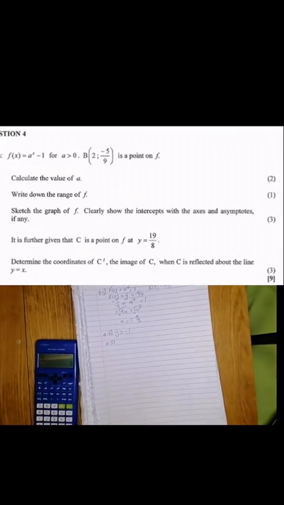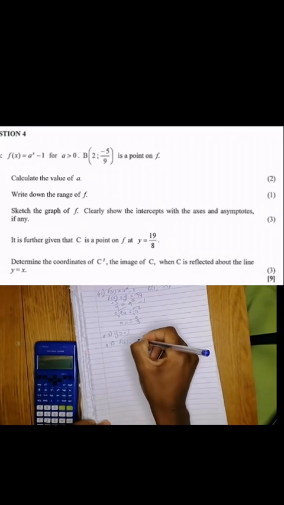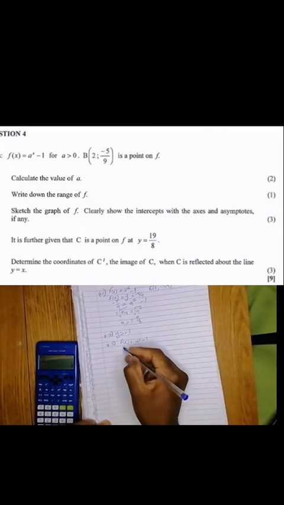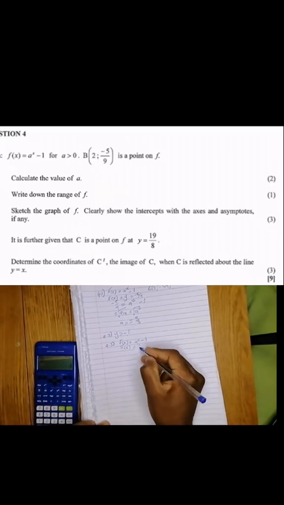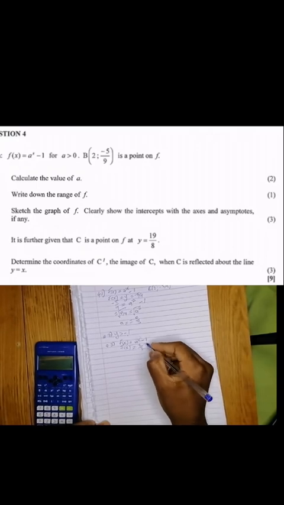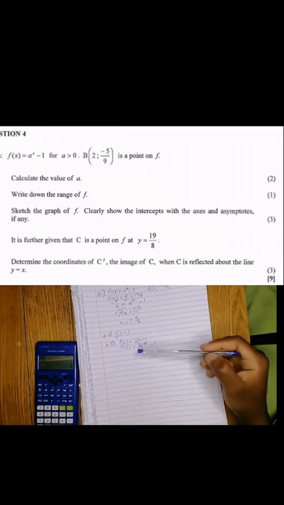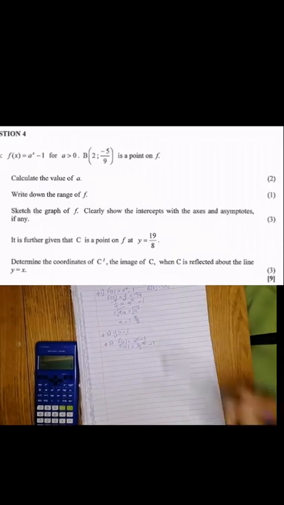Now we go to 4.3. They say sketch the graph of f. Clearly show the intercepts with the x-axis and asymptotes if any. Now first we have to look for the x-intercepts in this function, right? We have calculated the value of a, so f of x equals 2 over 3 to the power of our unknown x value, minus 1, right? But in this instance, we can see that a is greater than 0. They've indicated that in the statement, meaning that we're going to take the positive 2 over 3. We won't take the negative because they've indicated that a is greater than 0.